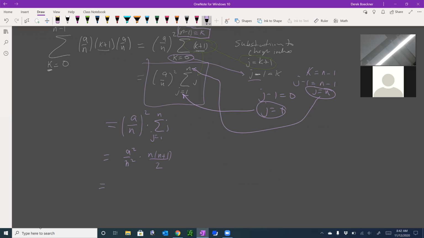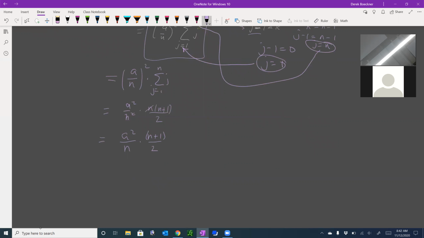So I can cancel out one of the n's. I will get a squared over n times n plus 1 over 2 as the area under the curve if I'm using an approximation of n rectangles. The actual area then is the limit as n goes to infinity of this, a squared over 2 times n plus 1 over n, which is equal to just a squared over 2, because a squared is a constant.